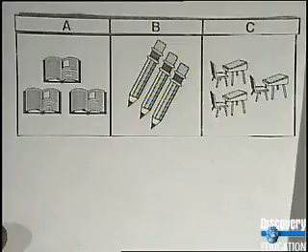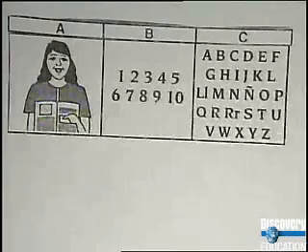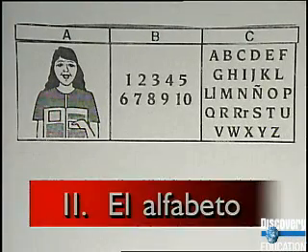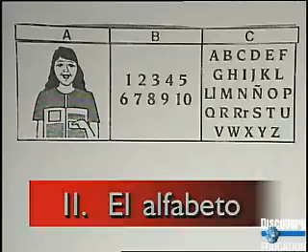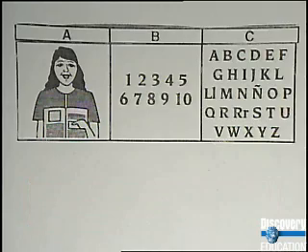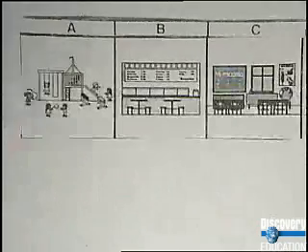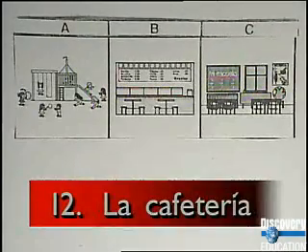We'll continue now with number 11. On number 11, please put an X over the picture that shows el alfabeto. We'll continue now. Number 12. On number 12, put an X over the picture that shows la cafetería.